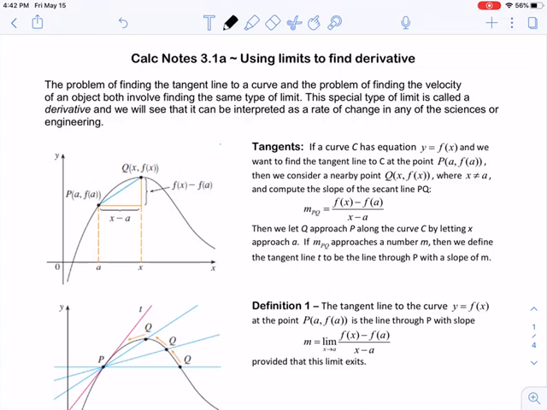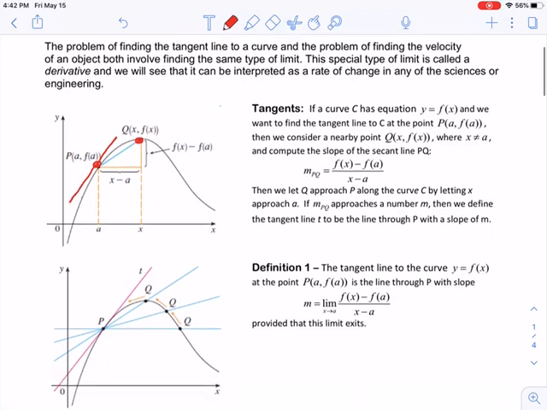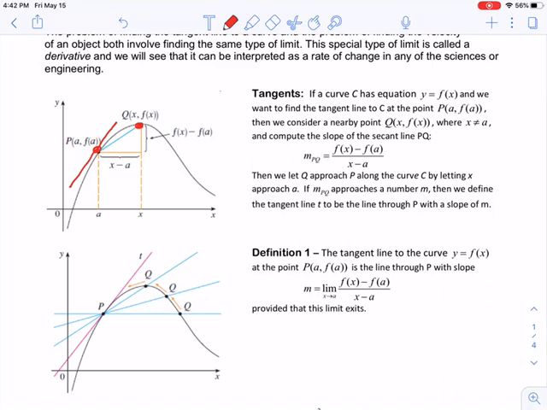If a curve C has the equation y equals f of x, we want to find the tangent line to C at some point P. So we're given our point P, and we want to find the equation of this tangent line. In order to do that, we need to find the slope of that tangent line. So we can take a look at some point Q, and we can compute the slope of that secant line, PQ, as the difference of its y coordinates over the difference of its x coordinates. We can find its slope.